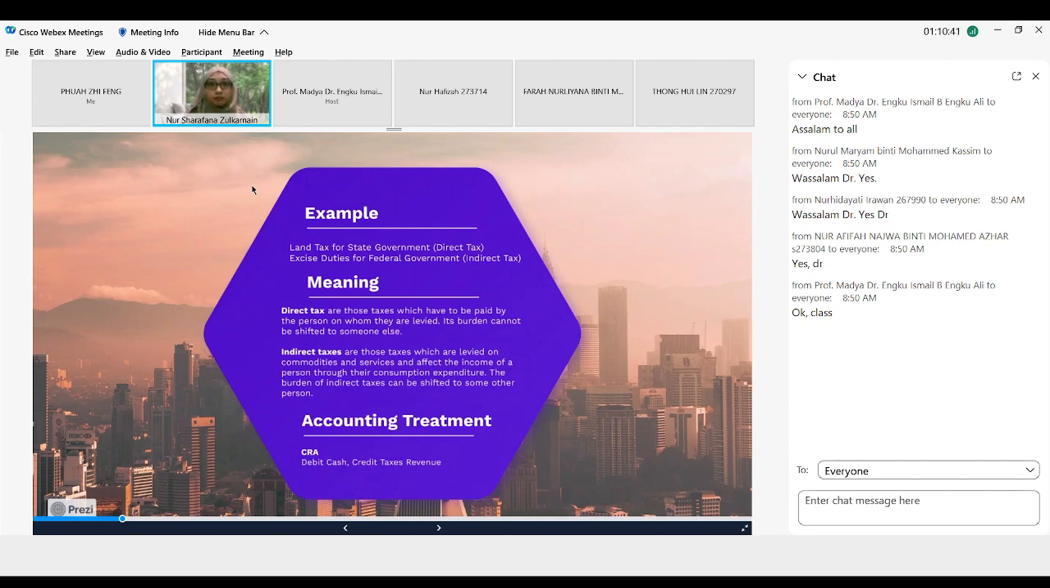As for the example for direct tax, it will be land tax for the state government. Meanwhile, for example, indirect tax, duty for the federal government. For accounting treatment, this transaction A will involve the consolidated revenue account where we need to debit cash and also credit taxes revenue, where it involves both direct tax and also indirect tax. Next, I will pass to the next presenter, Umu.